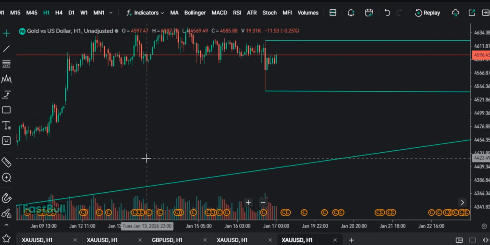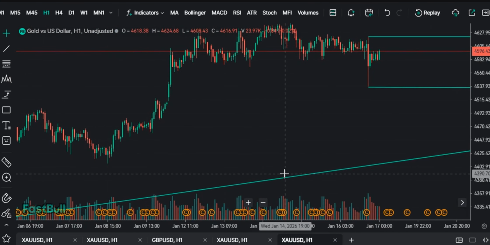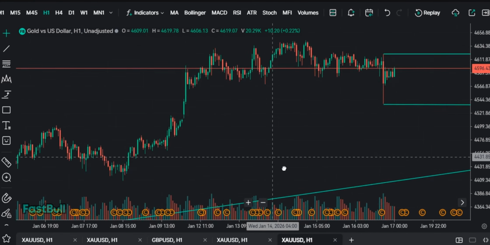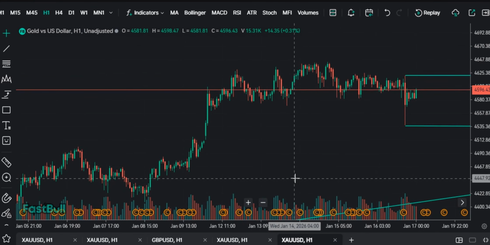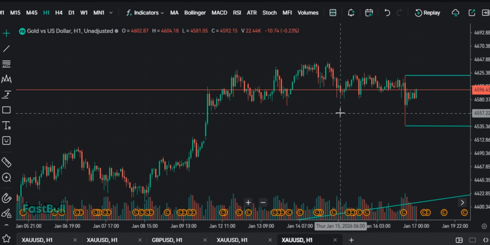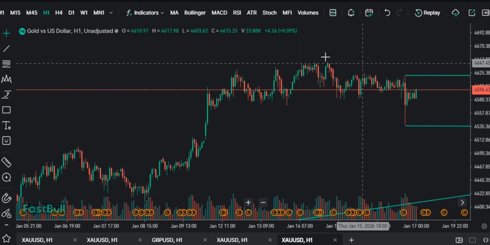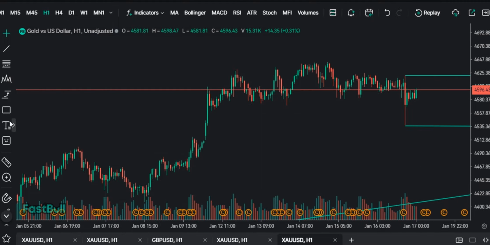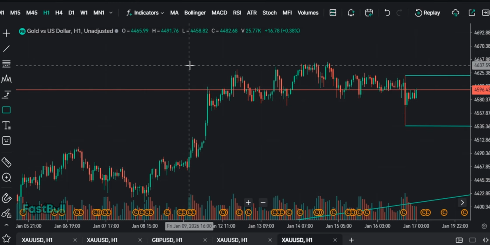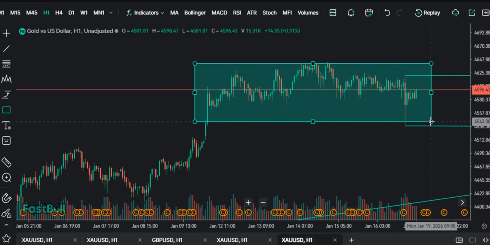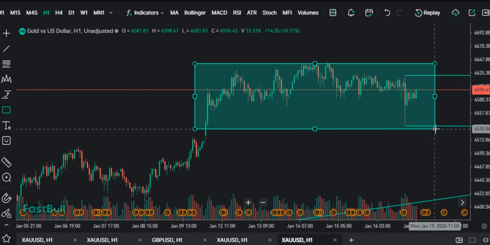Let me show you clearly here. Yes, we are having this particular session. As you can see, the market was actually rotating on this particular zone here. Let me use this rectangle here so that you may see very much clearly. So the market was actually consolidated on this particular zone here.